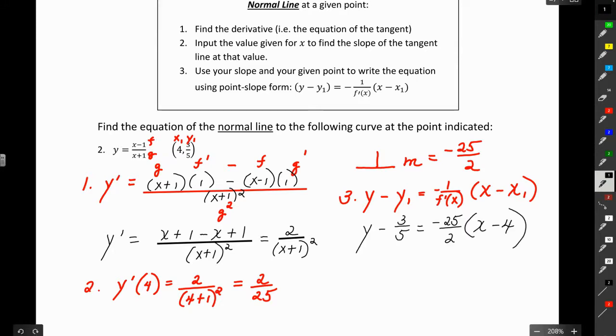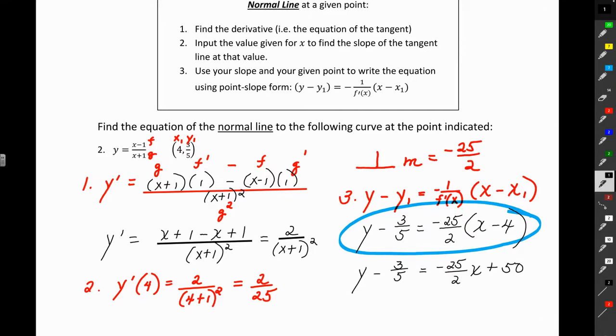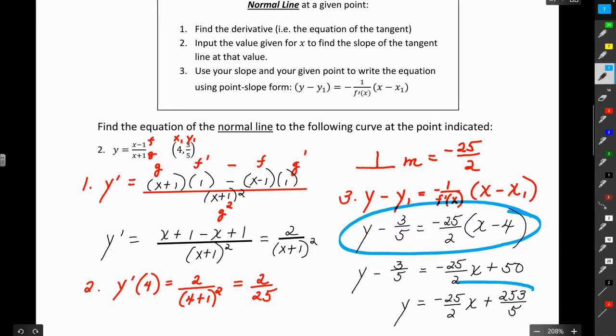And so we've completed our mission here. We found the equation of the normal line, so that answer is perfectly acceptable. But as you know, I like slope-intercept form, so I'm going to keep going. In my final step, I'll add 3/5 to both sides. And so now I have my equation in slope-intercept form. Either of those will work.